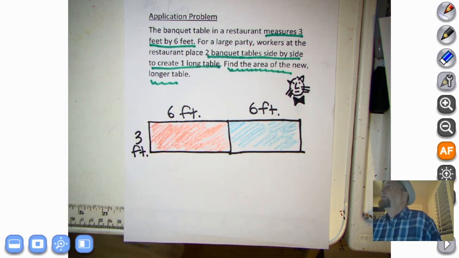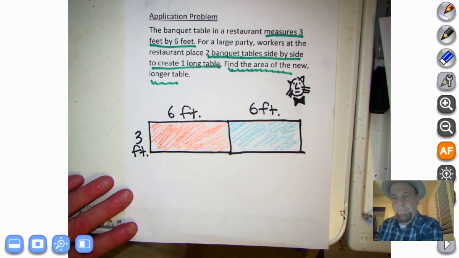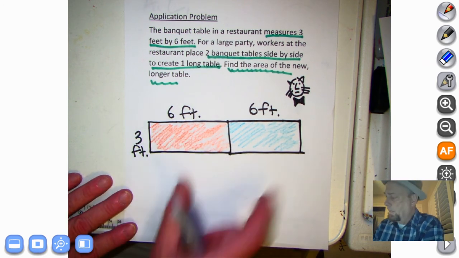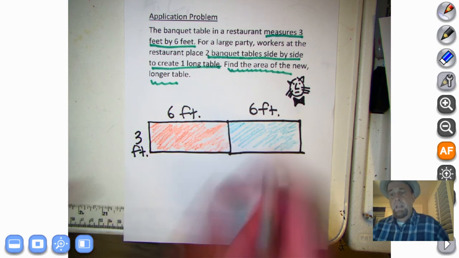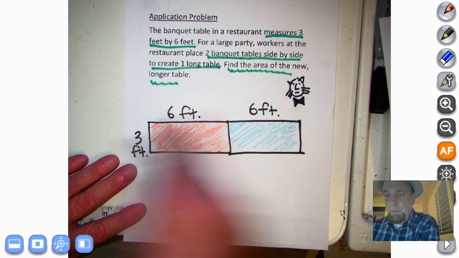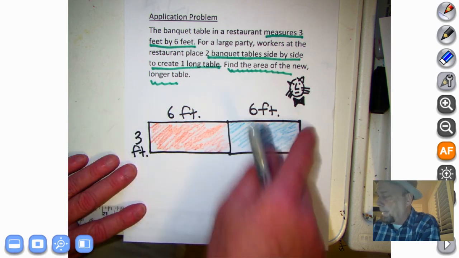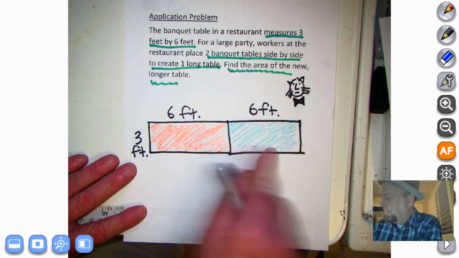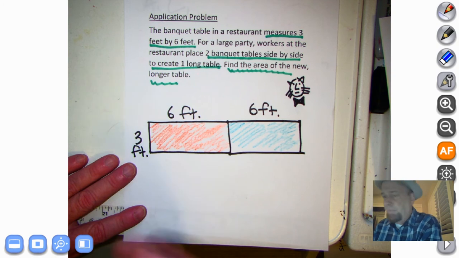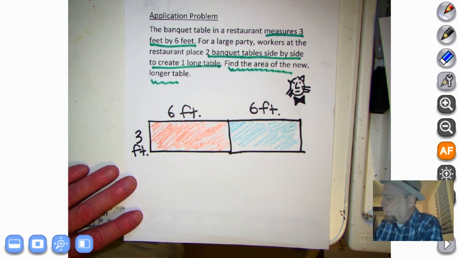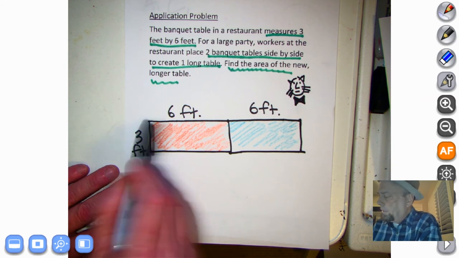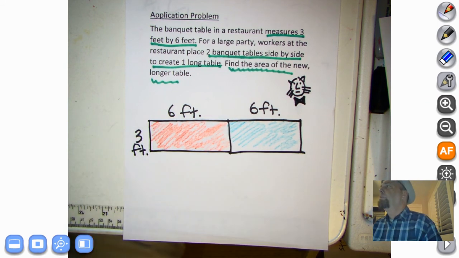What we're trying to figure out is the area of the new longer table. This table was 6 feet by 3 feet. This table, 6 feet by 3 feet. They pushed them together to sit a big party, maybe of 12 people. 1, 2, 3, 4, 5, 6. About 12 people could fit there, maybe 14, but that doesn't matter. We're not banquet managers right now. So you have 3 feet, 6 feet, 6 feet. How should we figure this out?